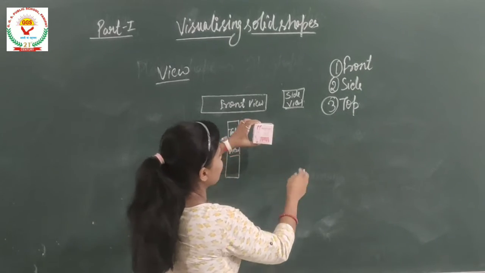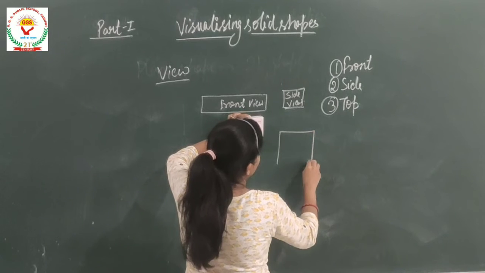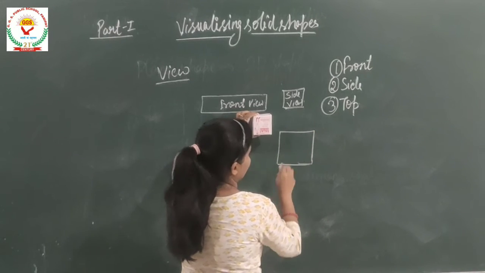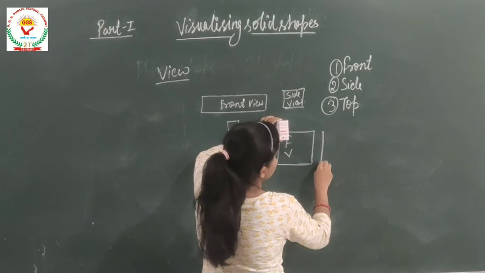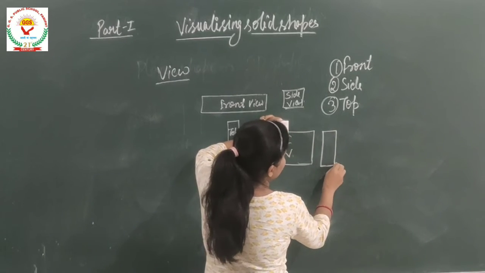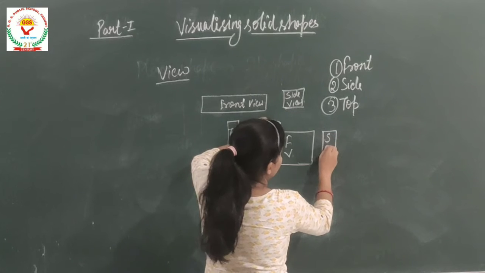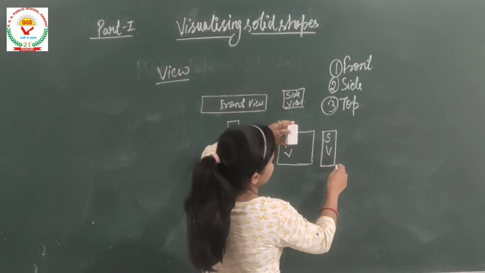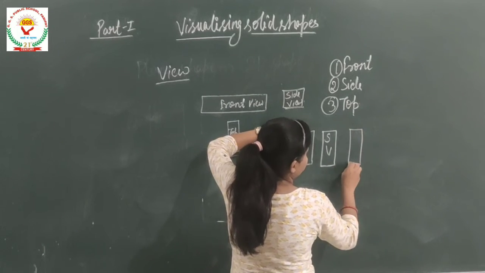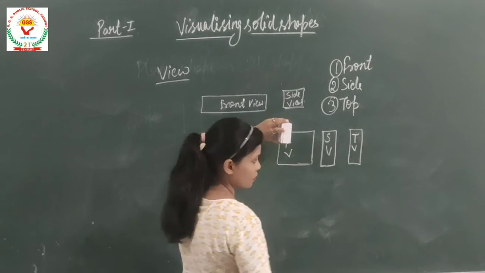So I am drawing it like this. So this is the front view. Okay. Side view is a little bit thinner than the front view. So this is the side view. And if I talk about the top view, this is the top view. Alright.